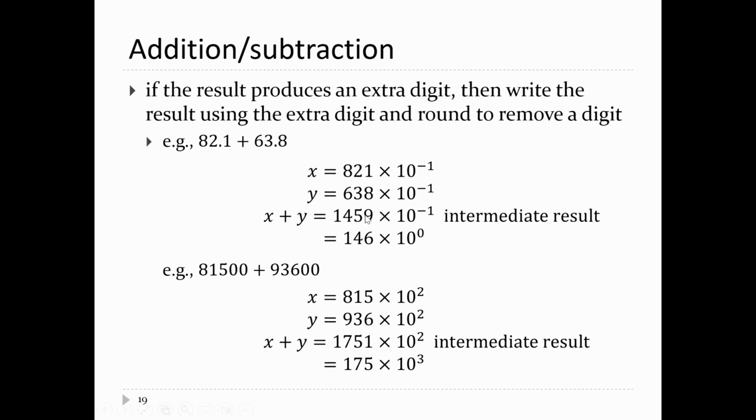Alternatively, you can throw away that extra digit. The other way to do this is to say, well, I've only got 3 digits, so when I have 145.9, I throw away the 9, and I get 145 times 10 to the 0. If I add these two values, I get 1751, so there's an extra digit. Convert that by increasing the exponent by 1. So 175.1, now round to get 175. And there are your 3 digits.